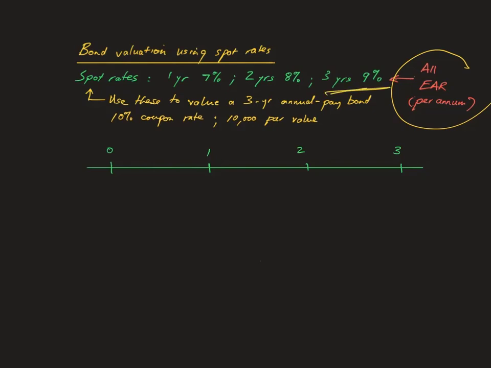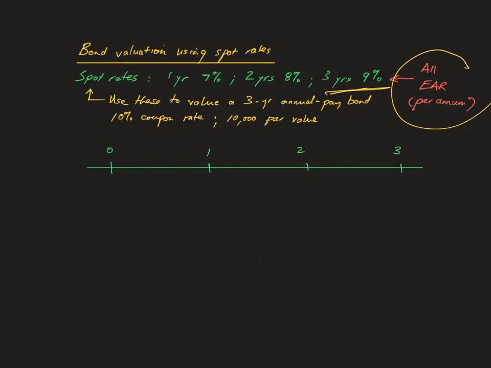You are required to use these spot rates to value a 3-year annual pay bond which has a 10% coupon rate and a 10,000 Rand par value. The way to deal with this situation is to clearly identify the timeline and the cash flows involved. This is done on the basis of the bond information given to us.